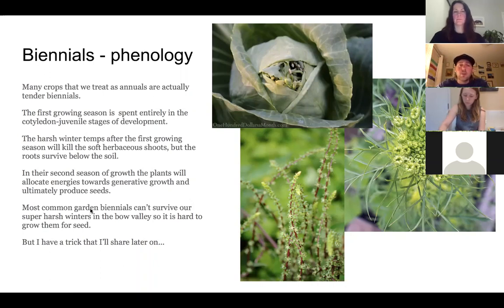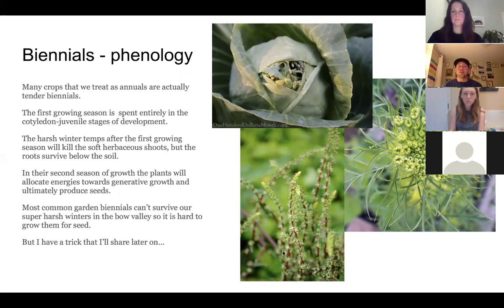So just important to understand that these pictures here, this one is obviously cabbage. This, if I were to guess, because this is just a stock photo I took off the internet, is definitely in the Apiaceae family. I would say that's probably carrot. So that's a biennial as well. And then this is either beet or Swiss chard.